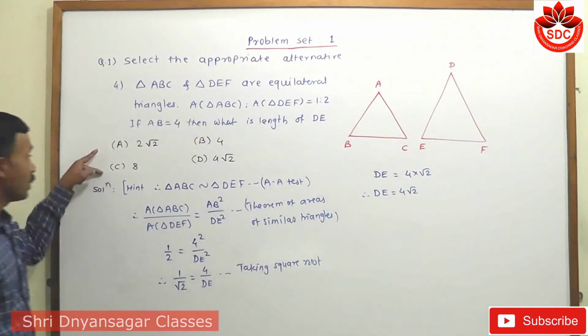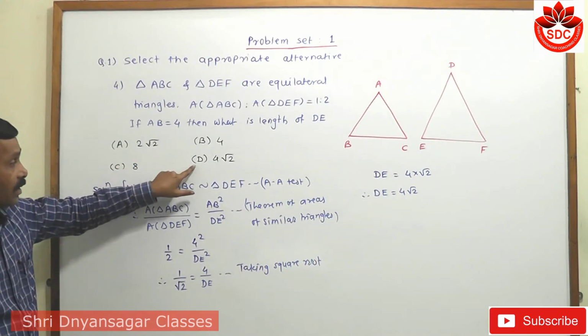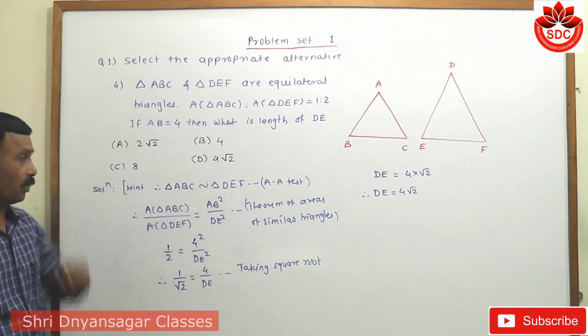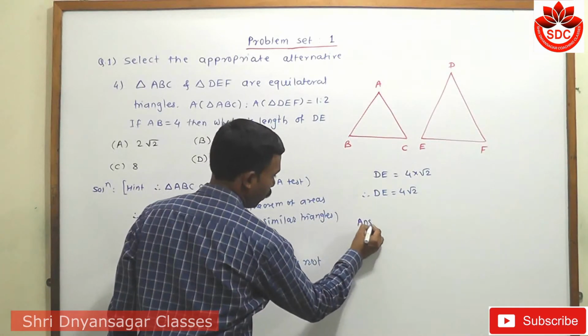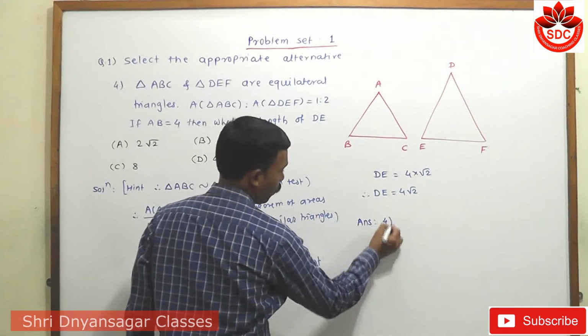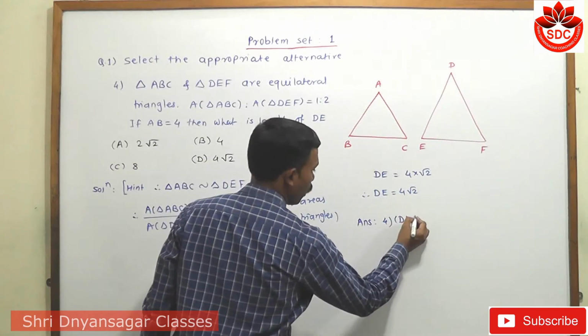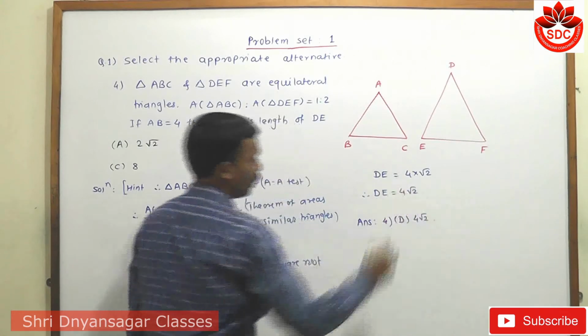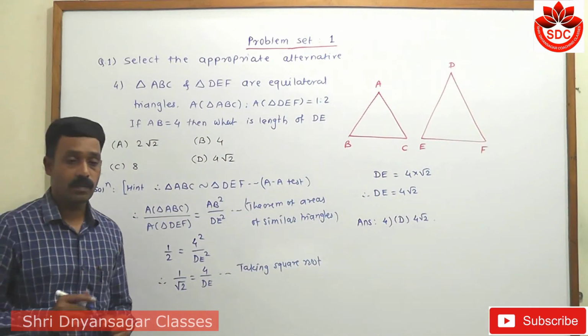When you observe these 4 sub points, this is the answer. DE is 4 root 2, so the answer of this question number 4 is D, which is 4 root 2. Can you understand this? Okay.